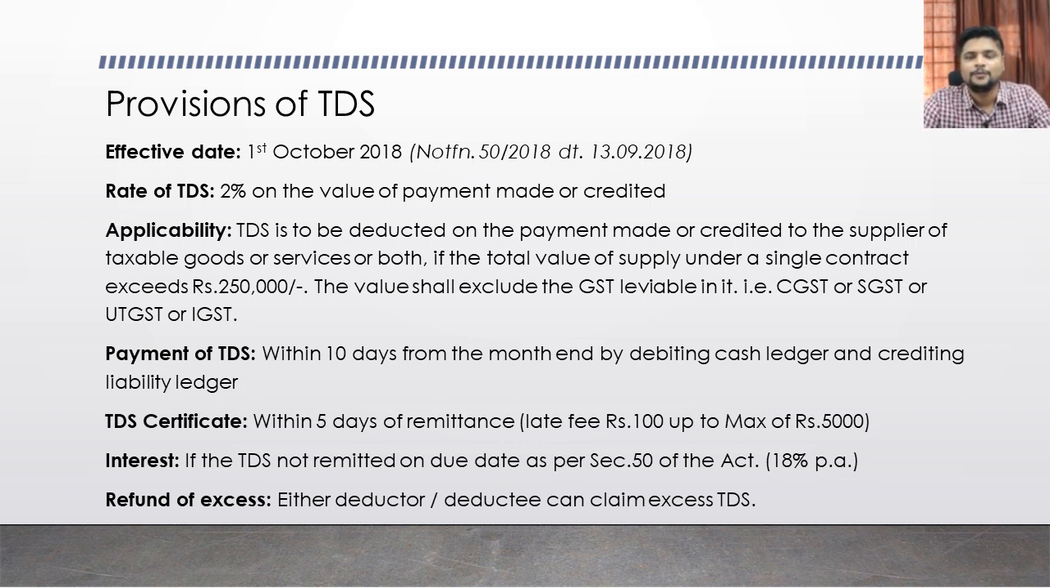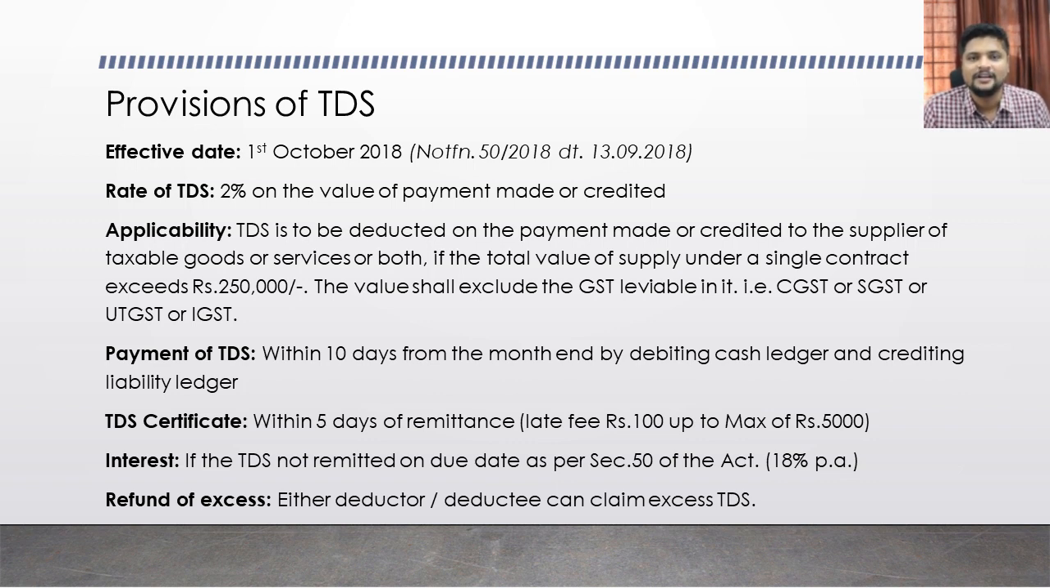Okay, once all these provisions are applied, whenever you are making any payment or whenever you are crediting the supplier in your books for the payment, you will have to deduct TDS. After deducting the TDS, it has to be paid to the government within 10 days from the end of the month. It means 10th of the following month, it has to be paid to the government by debiting the cash ledger. It means it cannot be paid by utilizing credit ledger. ITC cannot be utilized for payment of TDS. It has to be paid only through cash.